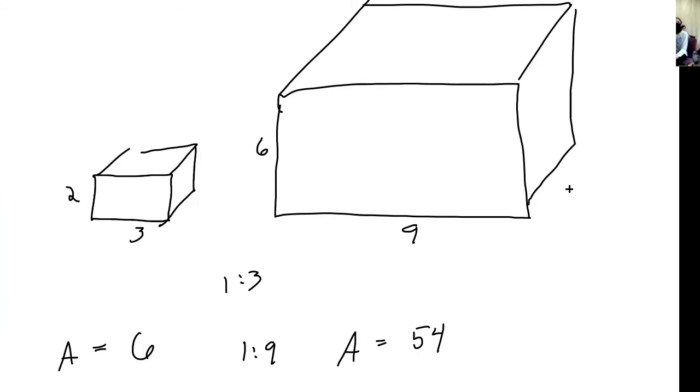And let me give you another. Let's say that this is 12 deep and this is 4 deep, right? Still a scale factor of 3 with the individual dimensions. But if I wanted to find the volume, that's going to be 2 times 3 times 4, which is 24. And this is going to be 6 times 9 times 12. Anybody know what that's going to be? 648. 648. Okay, so how does 648 compare to 24?